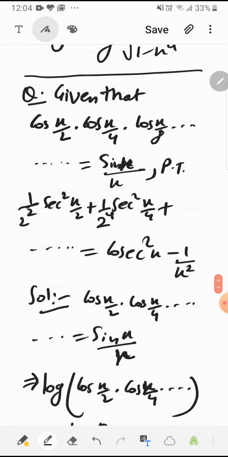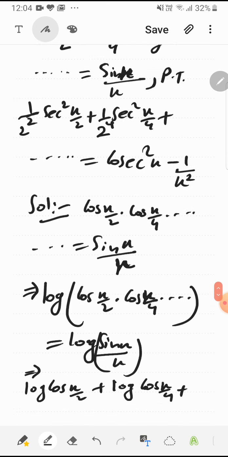Now the last question is very interesting. At first look, it can't be judged as a question of differentiation, because nothing is written like find dy by dx. So what is the question given? That cos of x by 2 into cos of x by 4 into cos of x by 8 and so on is equal to sin x upon x. Then prove that 1 by 2 square secant square x by 2 plus 1 by 2 raised to the power 4 secant square x by 4 plus and so on is equal to cosecant square x minus 1 upon x square.